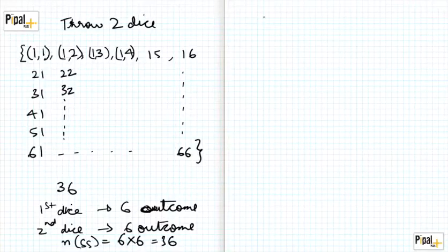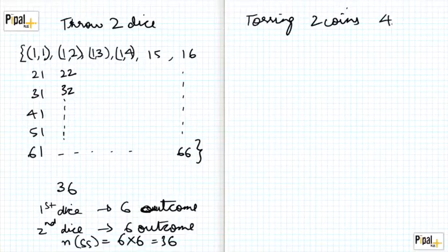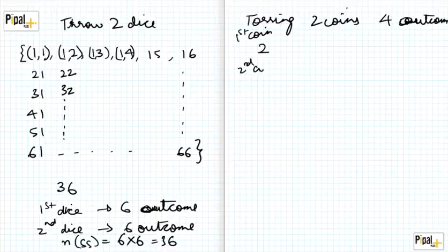Now you recall the previous examples we've done. The tossing of two coins had 4 outcomes in the sample space. The first coin when tossed has 2 outcomes, heads and tails. The second coin also has 2 outcomes. So the total number of outcomes becomes 2 times 2, which is equal to 4.